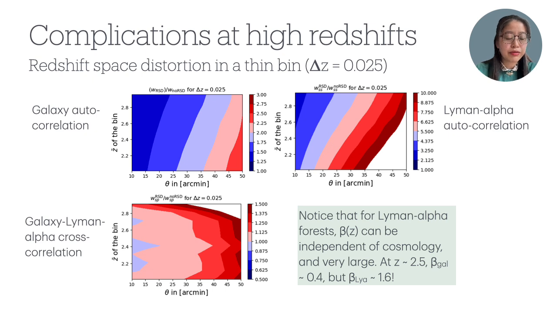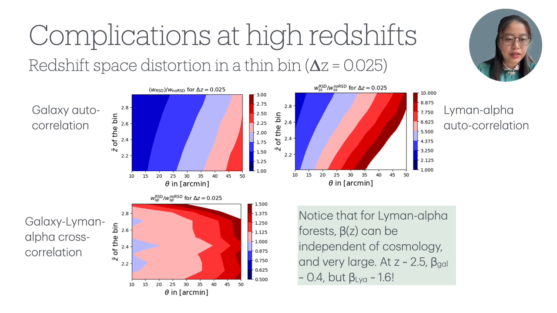How big is the RSD effect at high redshift? Well, these three panels show you the correlation functions with or without RSD as a function of angular scale and mean redshift of the top hat bin with a thin bin width. For the galaxy and Lyman-Alpha autocorrelations, these are correlations measured in these thin bins, whereas the cross-correlation refers to the fact that Lyman-Alpha forests are in thin bins, whereas the galaxies have a wide redshift distribution. So these are the three functions we use for our N of Z estimator, as we mentioned earlier.